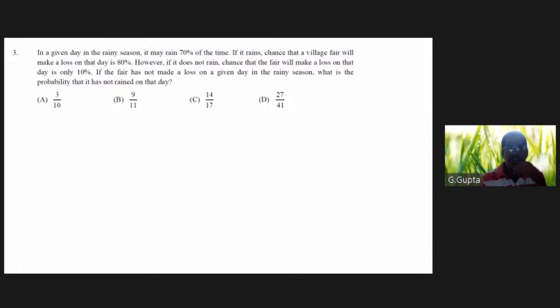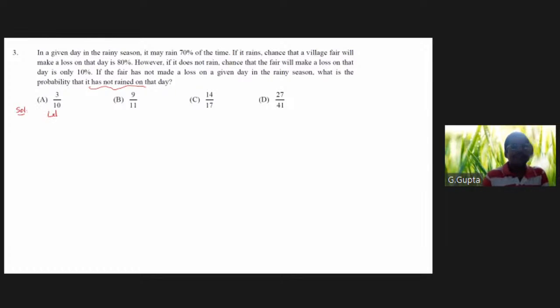If the fair has not made a loss on a given day in the rainy season, here the event has already happened. So there is no loss on a given day in the rainy season. What is the probability that it has not rained? That means on a non-rainy day, we are asking the probability after the occurrence of no loss. So this is also based on inverse event probability. Solution.